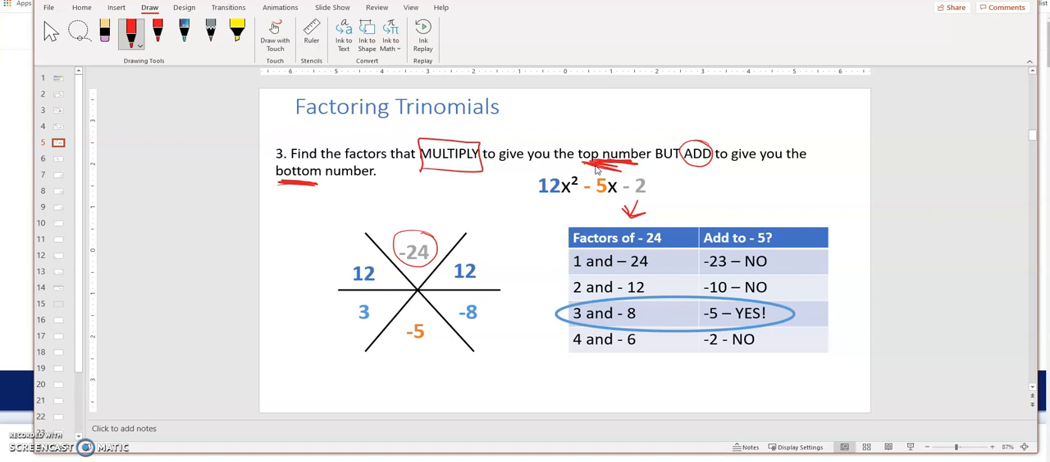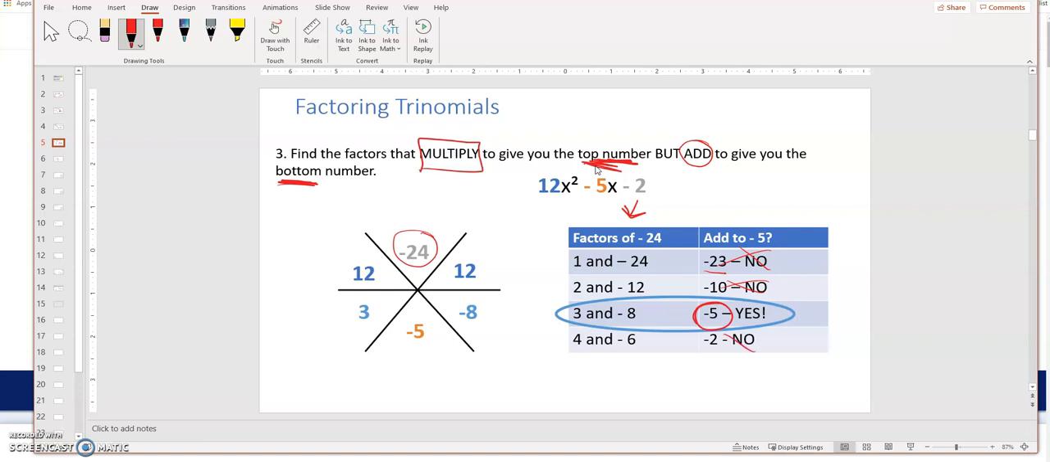All right, so here are my factors of 24. Okay, so that's the first part. Find the factors that multiply, but they also have to add to give you the bottom number. So if I add 1 and 24, I get -23, not -5. 2 and -12 is -10. That is not -5. 3 and -8 is -5.